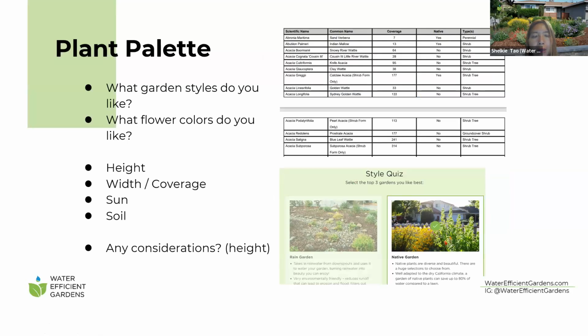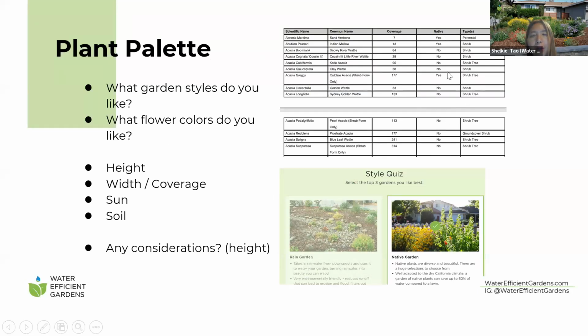With all those in consideration, I also asked her to do a style quiz, and she picked out which gardens she liked. And then from all these plants, this is a plant list that's provided by Valley Water. As you can see, some of the plants have very big coverage, like 177, and you can see whether they are native or not here.